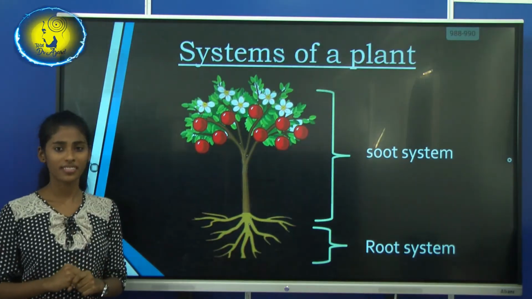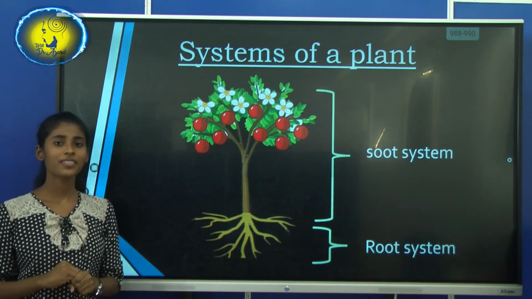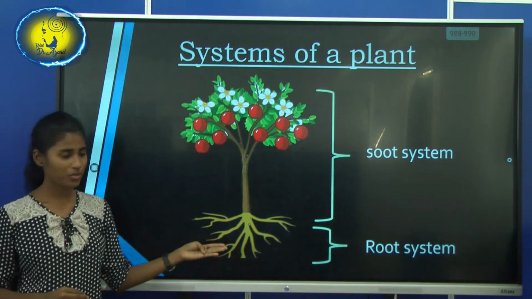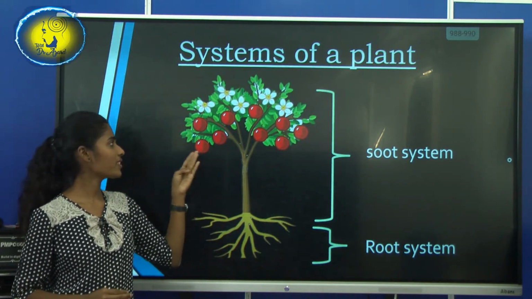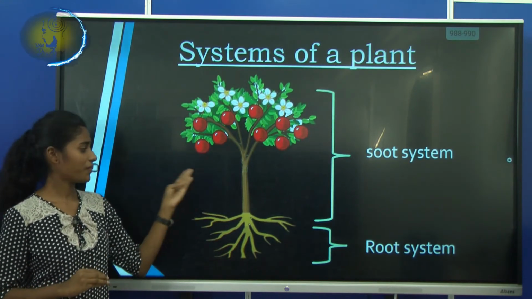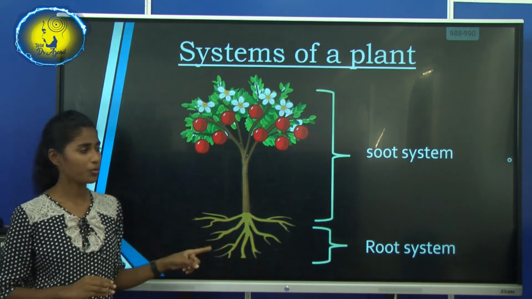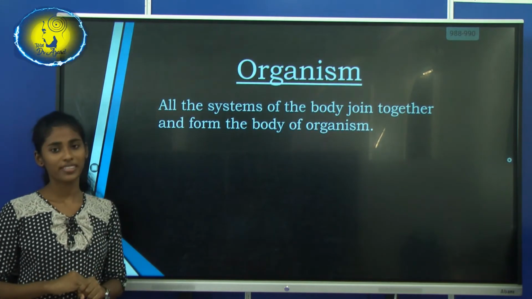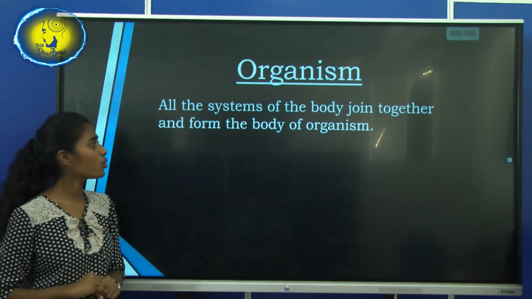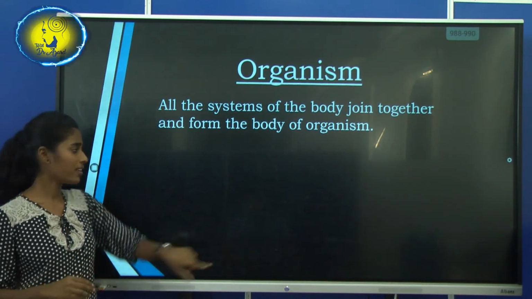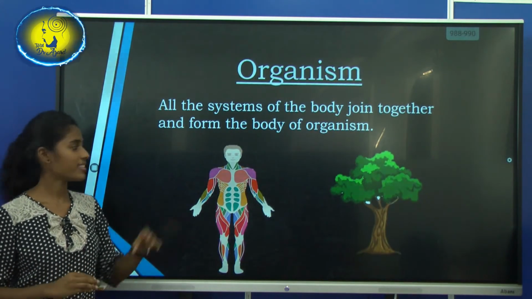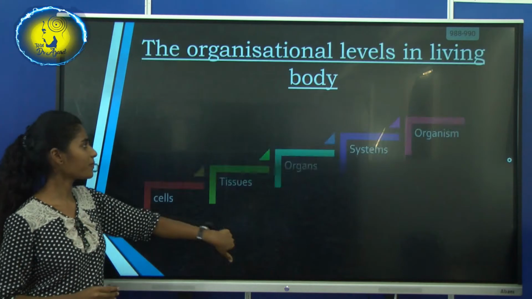Plants also have systems. There are two systems that can be seen in a plant. They are the shoot system and the root system. In the shoot system, you can see fruit, flowers, leaves and stem, and in the root system only the root. Organism: all the systems of the body join together and form the body of an organism. It may be a human, an animal or a plant. This is the body of an organism.